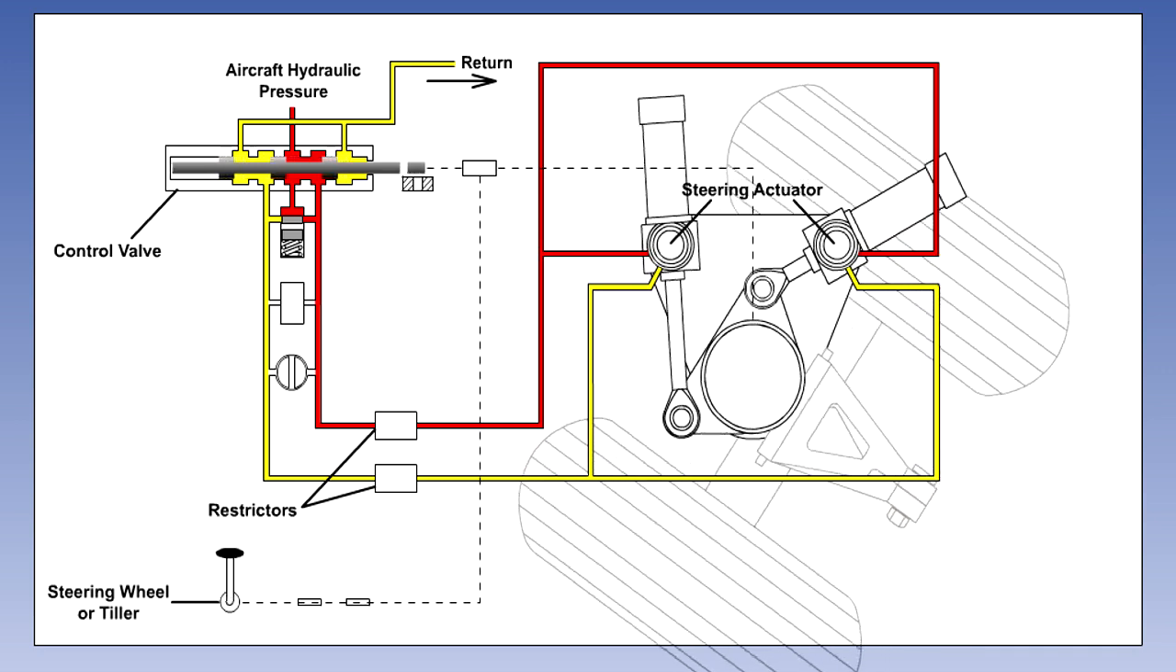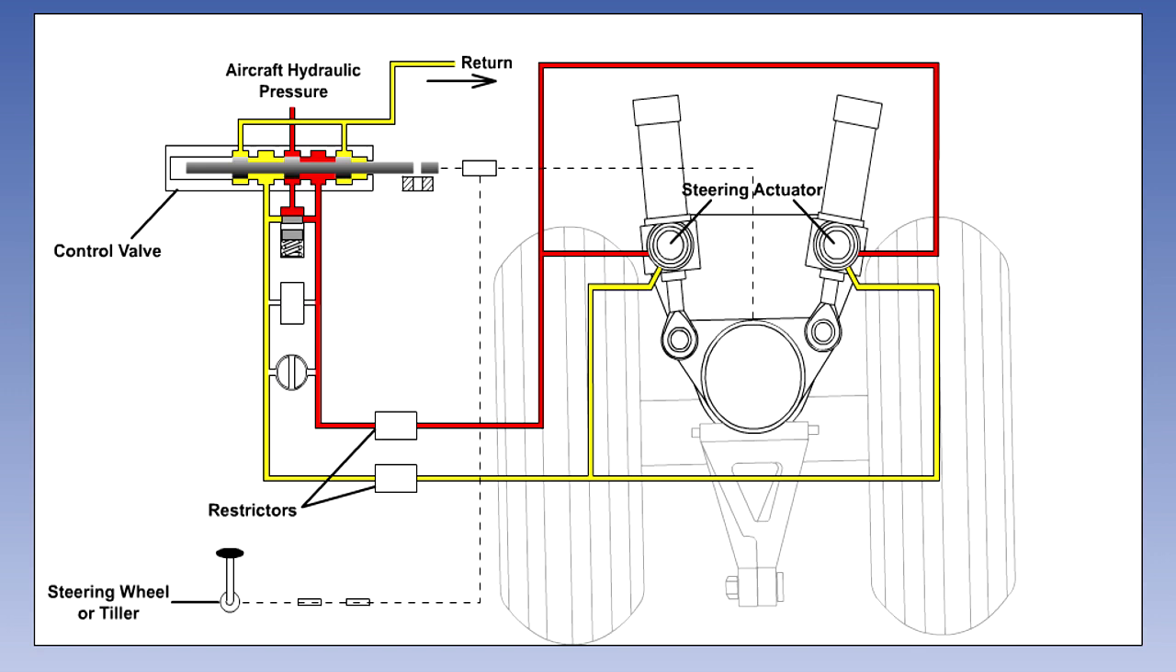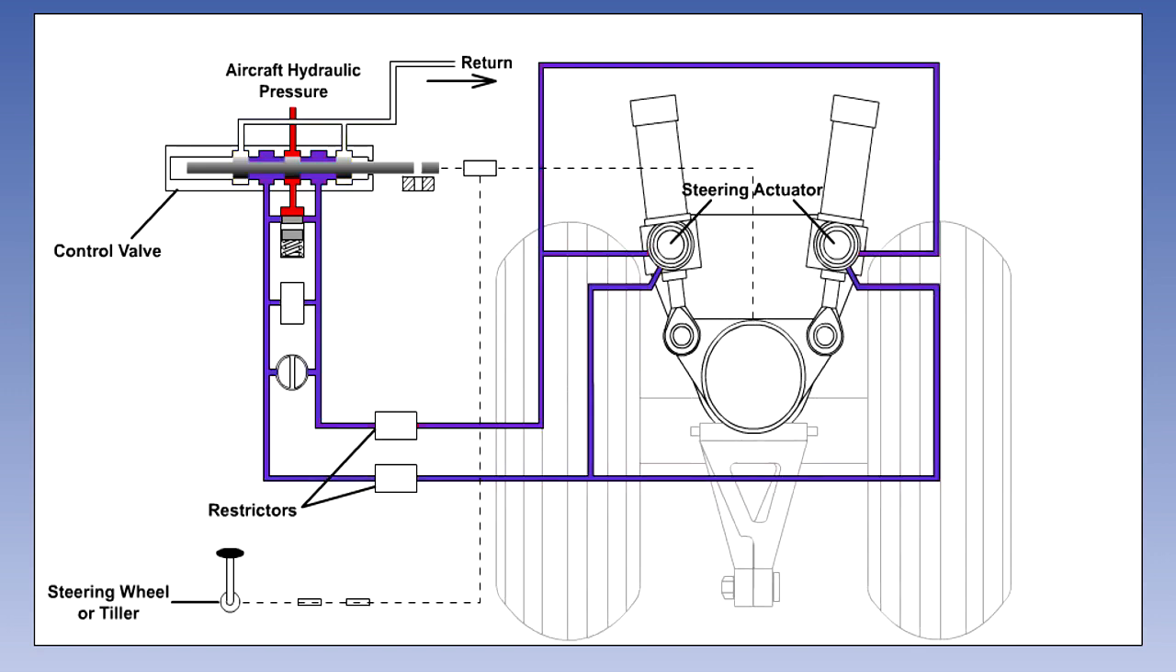When the nosewheel reaches the selected angle, the follow-up linkage will centralize the control valve, shutting off fluid to the actuators.